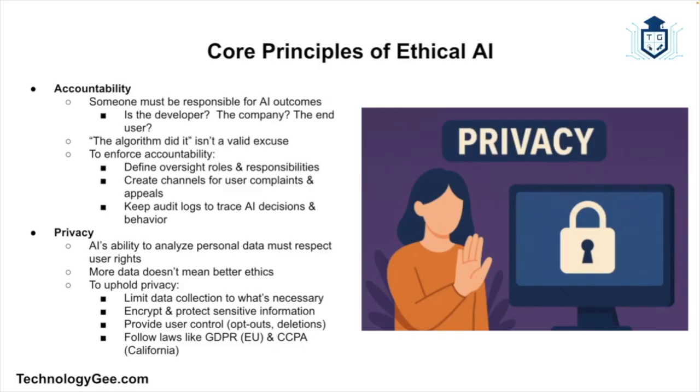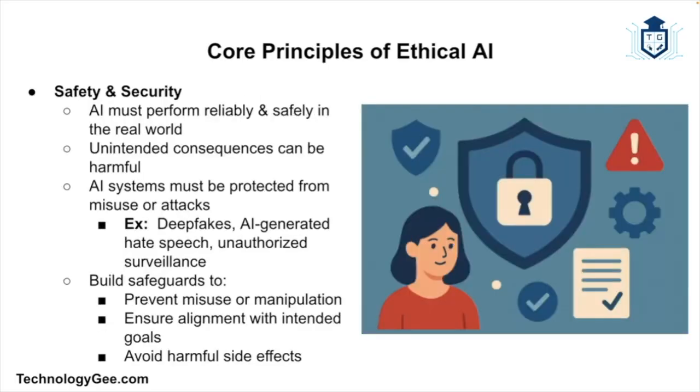So AI can collect, process, and analyze personal data at scale, but just because it can doesn't mean it should. So respecting privacy means minimizing data collection, encrypting sensitive information, and giving users control over their data, such as opt-ins or deletions. And laws like GDPR in Europe and CCPA in California are leading the charge in AI-related data protection. And then our final core principle is safety and security.